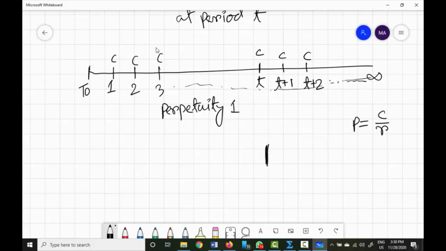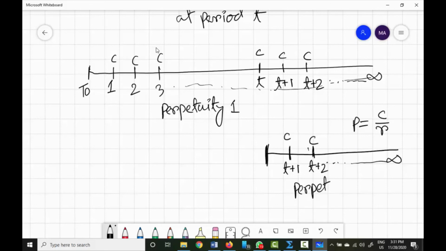So another perpetuity that will start at T period. That means the first cash flow you will get at T plus 1 period. The second cash flow you will get at T plus 2 period, and like that way up to infinite period. So this is perpetuity 2.